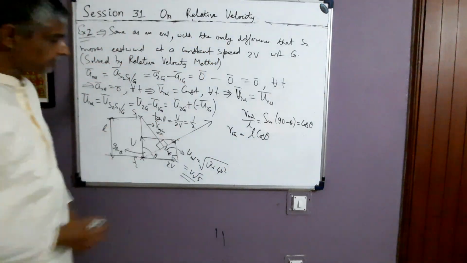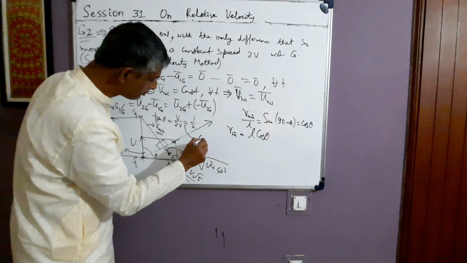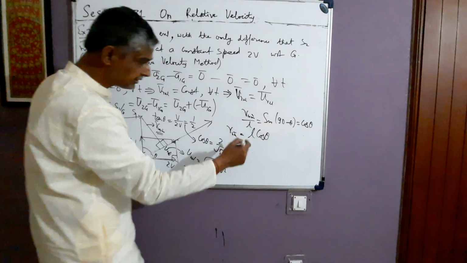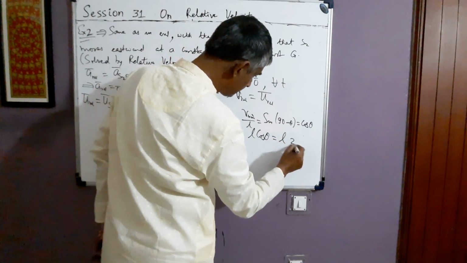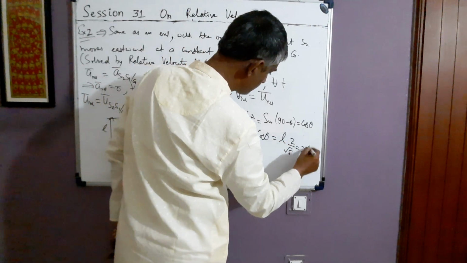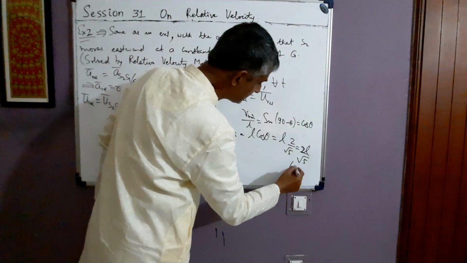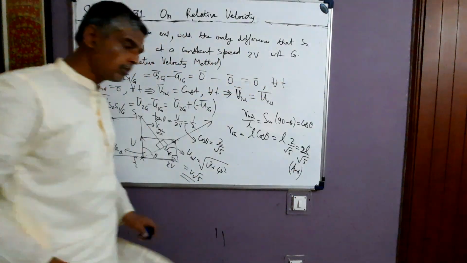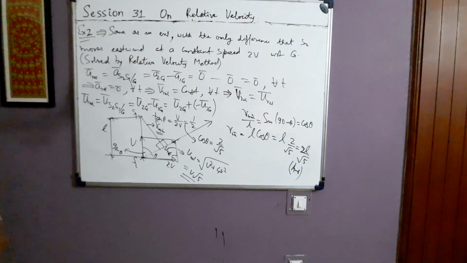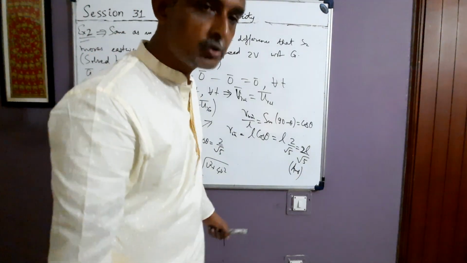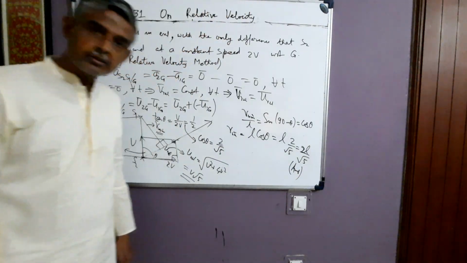But tan theta is half, meaning from trigonometry cos theta will be 2 by root 5. We substitute cos theta here. R minimum is L times 2 by root 5, that is 2L by root 5. That is R minimum. The first answer has been fully obtained. R minimum is just equal to 2L by root 5. This is the shortest distance between the two ships in the course of their motion.